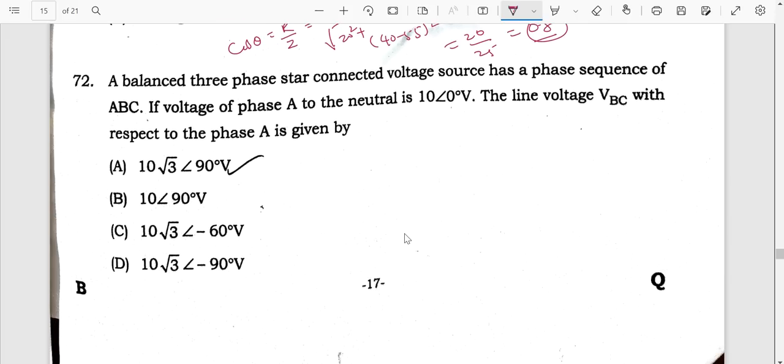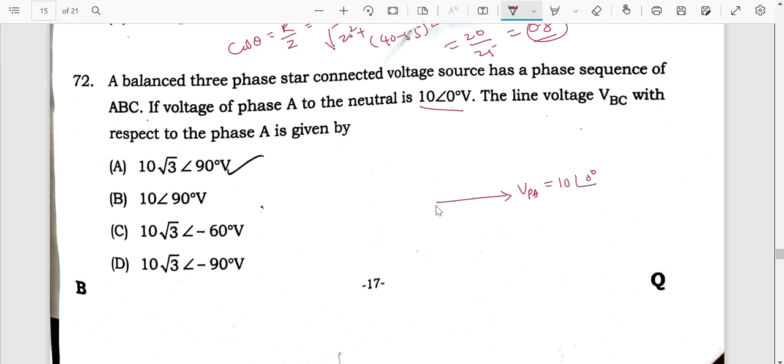Next one. A balanced three-phase star connected voltage source has a phase sequence of ABC. If the voltage of phase A with respect to neutral is 10 at angle 0 degrees, the line voltage VBC with respect to phase A will be? So let us consider the phase A will be like this. We have V phase A, or VA, is nothing but 10 at an angle 0 degrees.